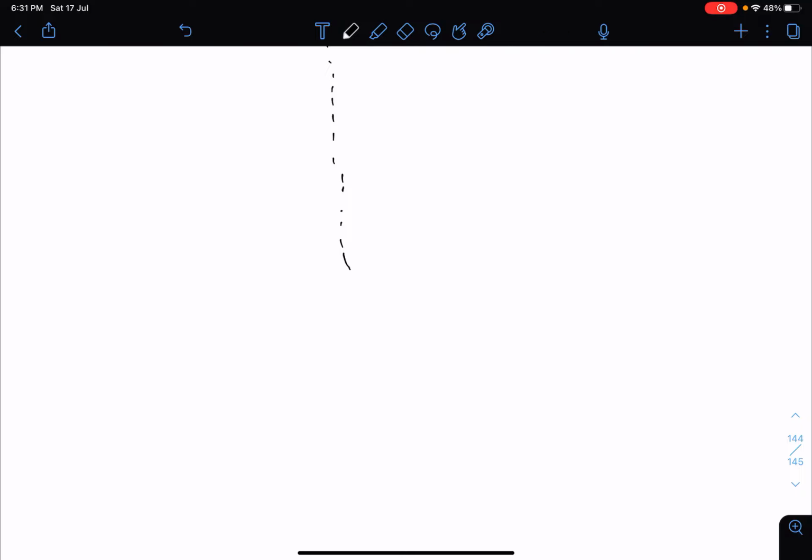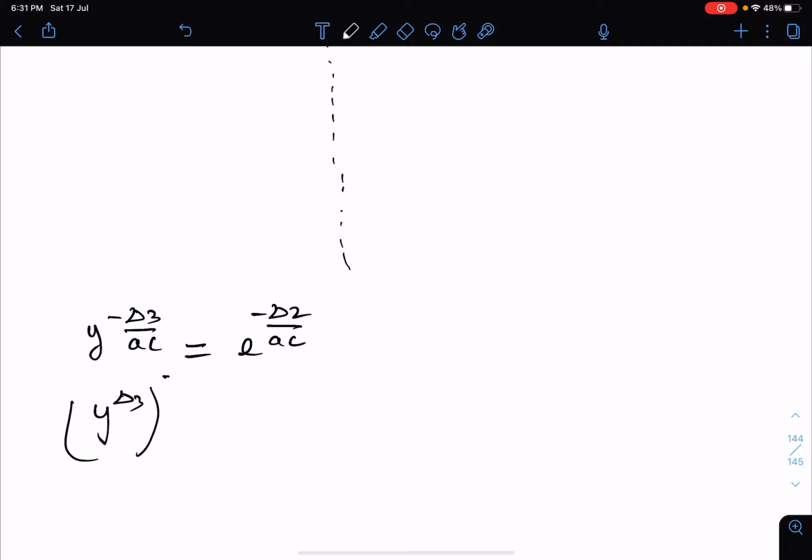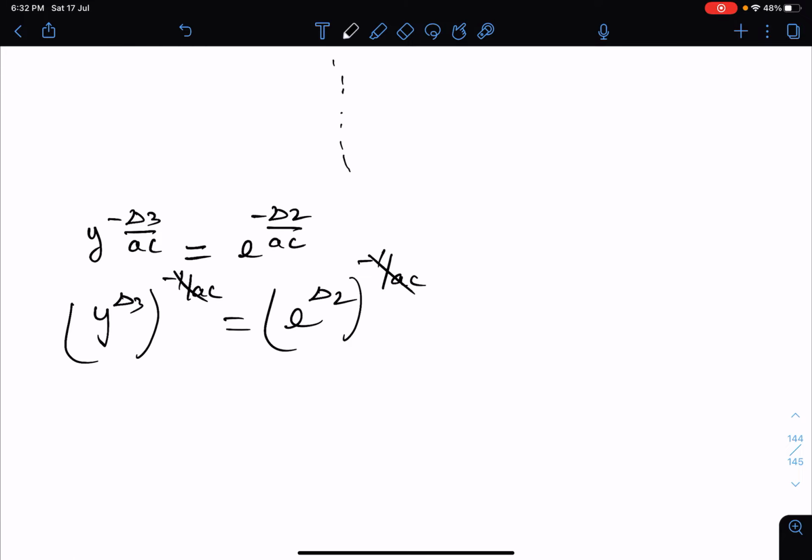What is the final step? It is going to be y power minus del 3 by AC equal to e power minus del 2 by AC. Okay, so now when you bring this, y power del 3 the whole power minus 1 by AC equal to e power del 2 the whole power minus 1 by AC. So the remaining steps in between you are going to complete. Okay, it's going to be like an exercise for you. Then only you will get practice.